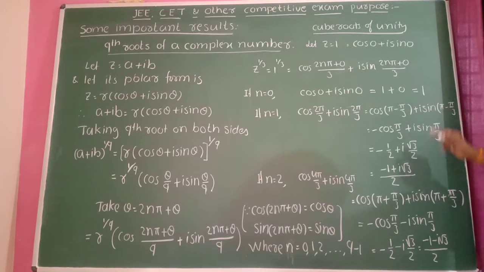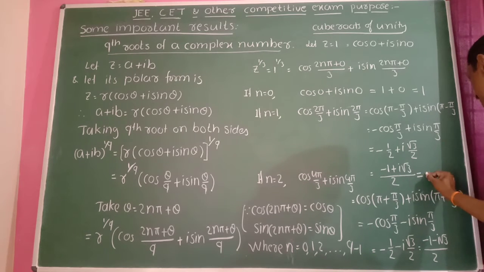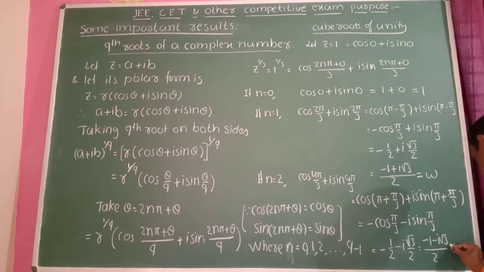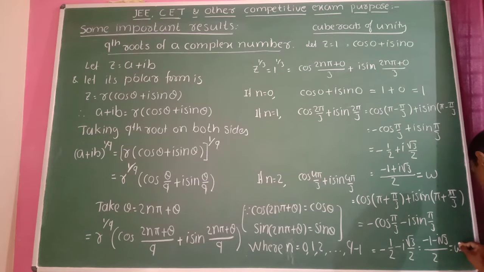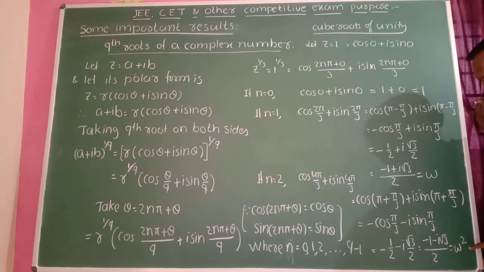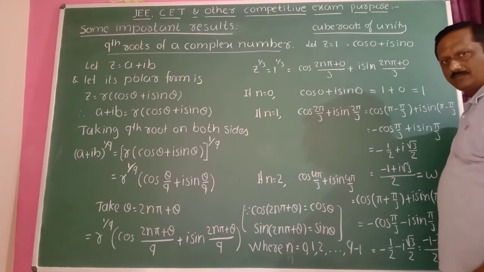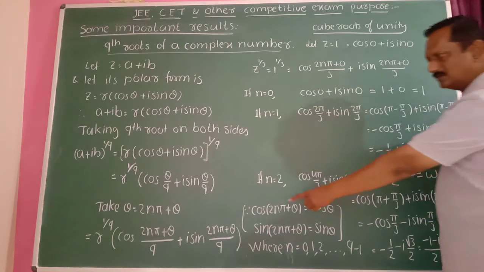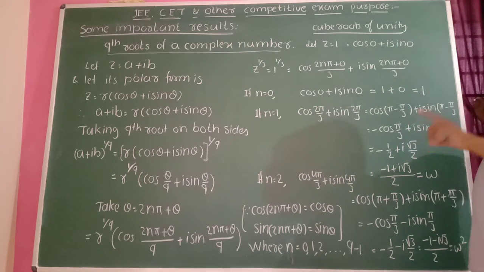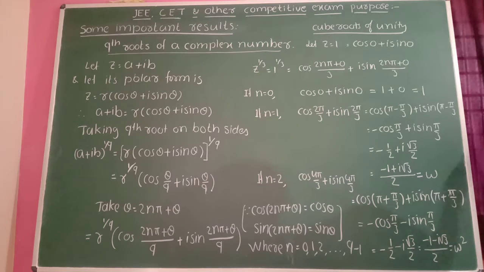Therefore the roots are 1, minus 1 plus i root 3 by 2, and minus 1 minus i root 3 by 2. These are the cube roots of unity. This value is always denoted as omega, and this value is always taken as omega square. So 1, omega, omega square are the cube roots of unity. This is one method, using this formula. A cube root has 3 roots, a fourth root has 4 roots, and so on.